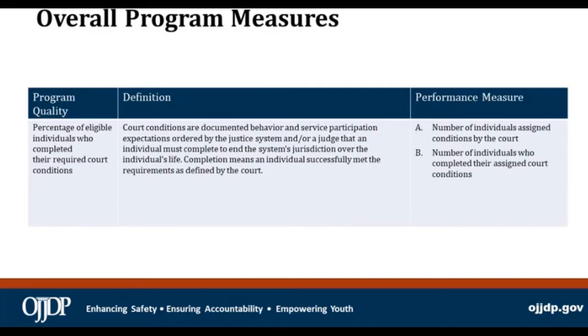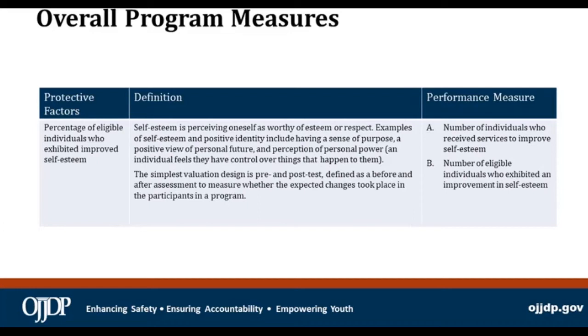Percentage of eligible individuals who completed their required court conditions. For this measure, you will provide the number of individuals assigned a court order or condition, then the number of individuals who completed their assigned court order or condition. To calculate this measure, you'll divide the number of individuals who completed their assigned court conditions by the number of individuals assigned court conditions.